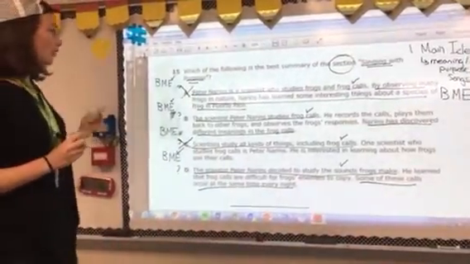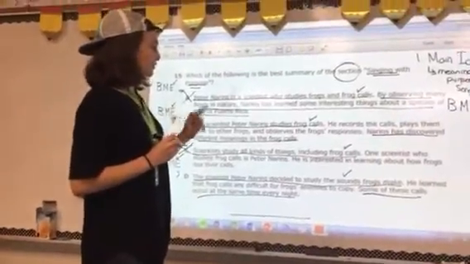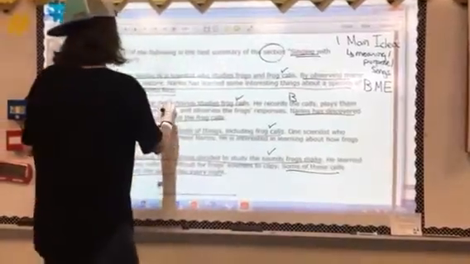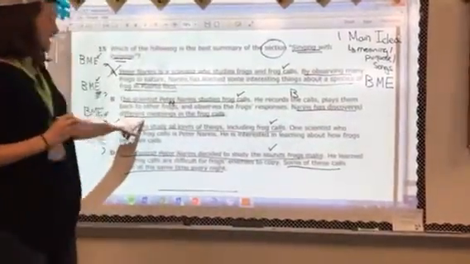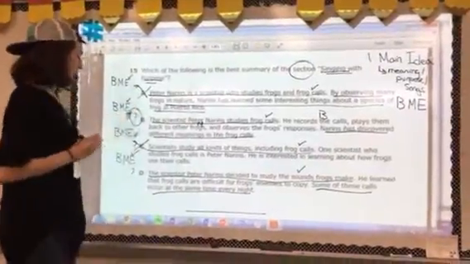Answer choice B. He records the calls, plays them back to the other frogs, and observes the frogs' responses. I remember that this is the order he does it. This is the beginning, this is the middle, and we already said that this is the end. This is a conclusion of his research. I really like B. I'm going to put it at the top of our pile.